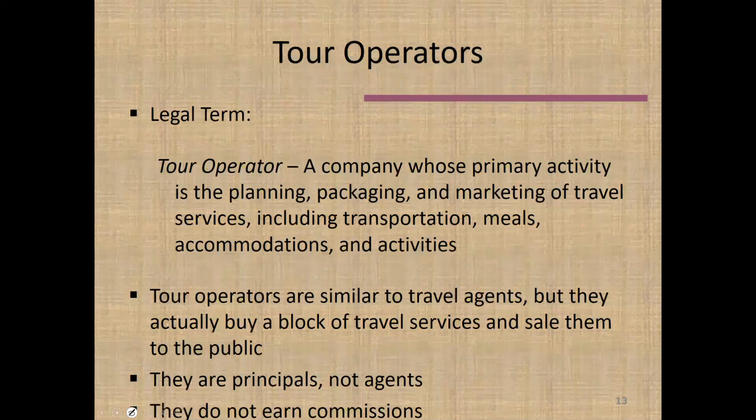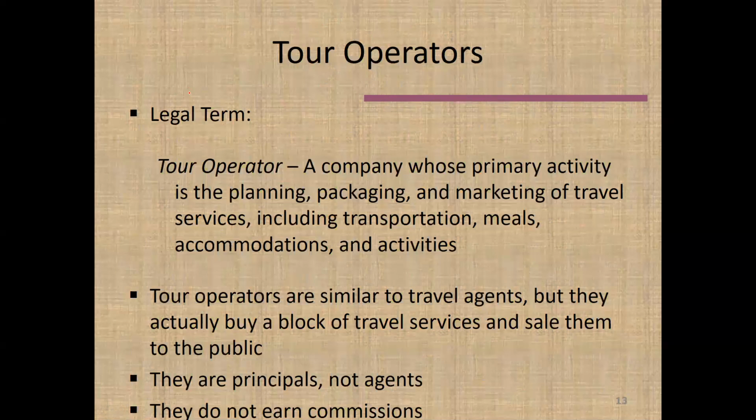So we've talked about travel agents. Let's change gears and talk a little bit about tour operators. What is a tour operator? Well, it's a company that is involved in planning and packaging and marketing various travel services.